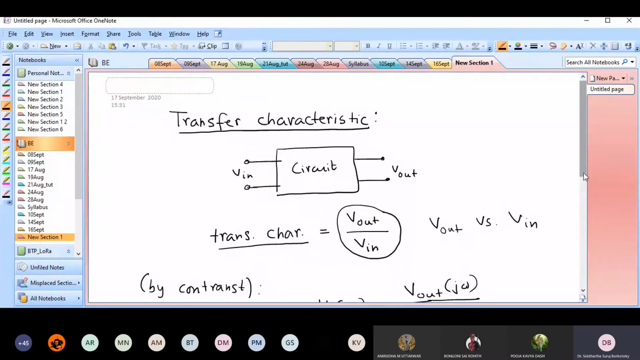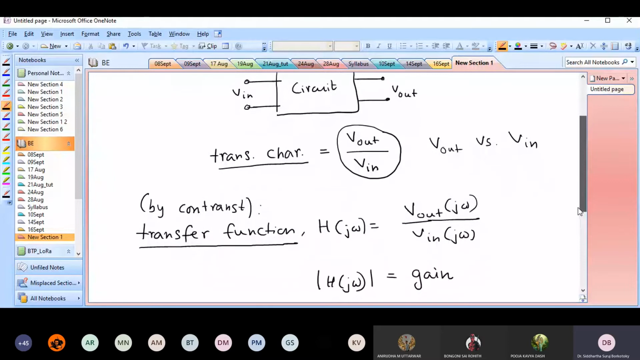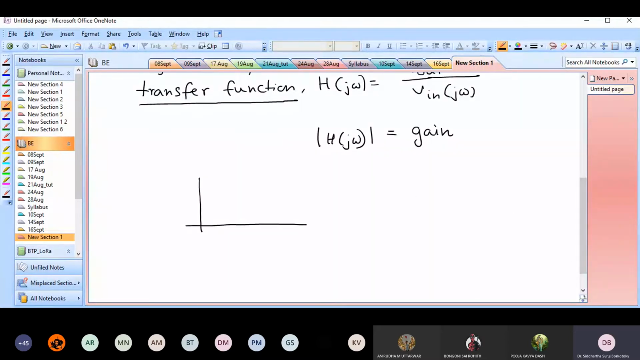So transfer characteristic is typically a graph that we plot. Most of the times we'll just plot V out on the y-axis. You can think of it as a ratio. The graph changes a little bit if you plot V out by V in, but here we are just plotting V out against V in. So you might see something like this. If V in is 1 volt, V out maybe, let's say, 0.5 volts, and then if V in is 2 volts, V out is 1 volt, something like that.